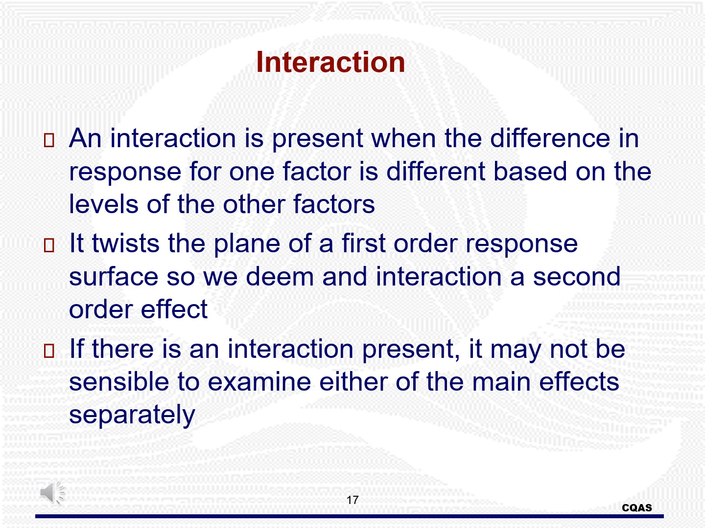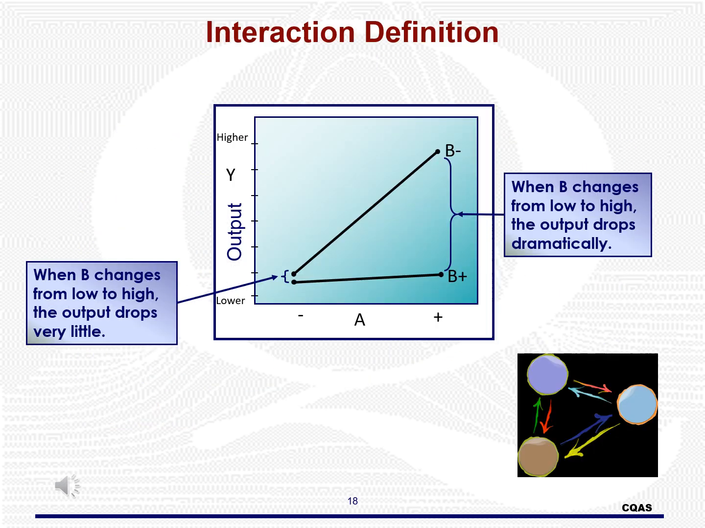Let's visualize this. Interactions occur when variables act together to impact the output of the process. Interaction plots are constructed by plotting both variables together on the same graph. They take the form of this graph. Note the relationship between variable A and Y changes as the level of variable B changes. When B is at its high, plus, level, variable A has almost no effect on Y. When B is at its low level, A has a strong effect on Y.